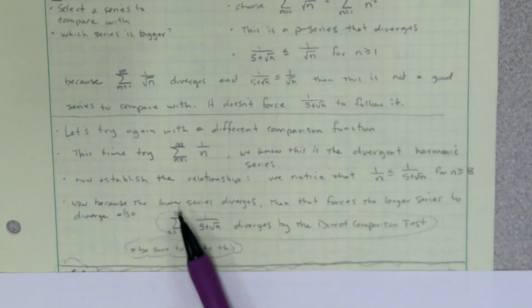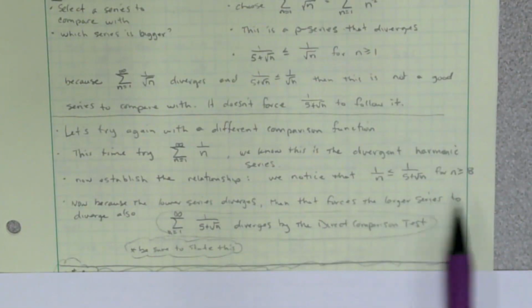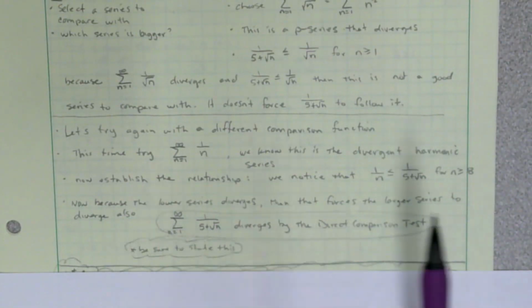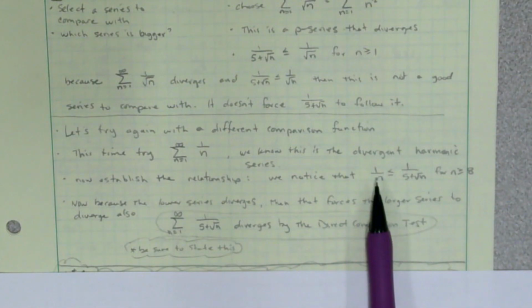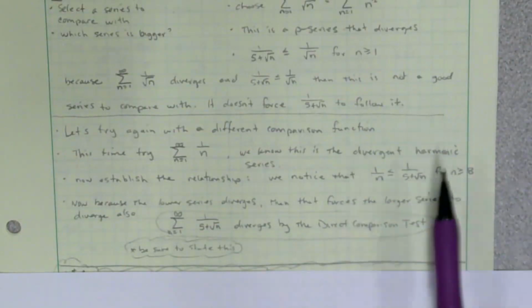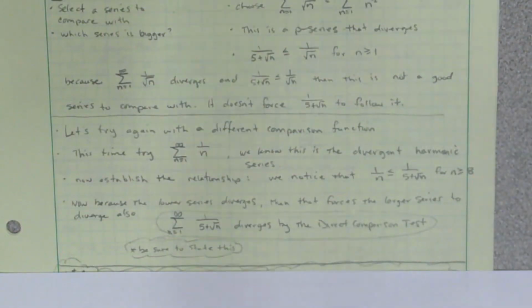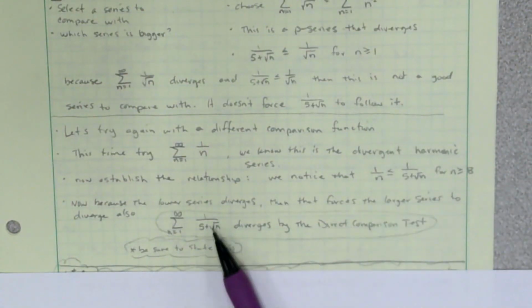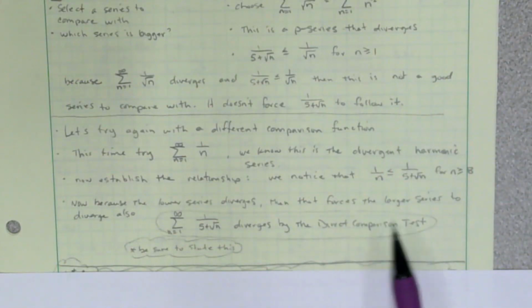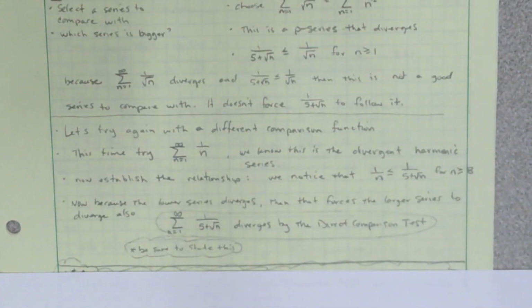Now because the lower series diverges, then that will force the larger series to diverge also. So because this one is a divergent series, does not approach a number, it basically goes to infinity, that forces this one to do the same thing. It forces it to go off to infinity also. So then this diverges by the direct comparison test with this series here as the comparison.